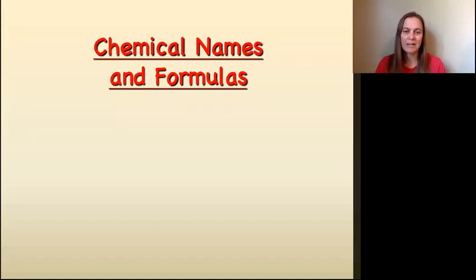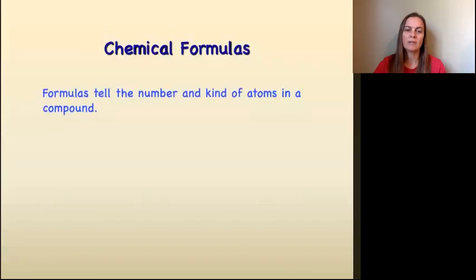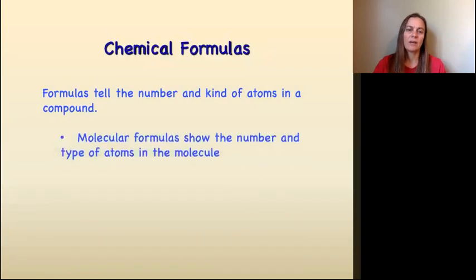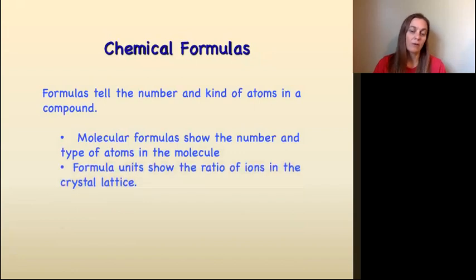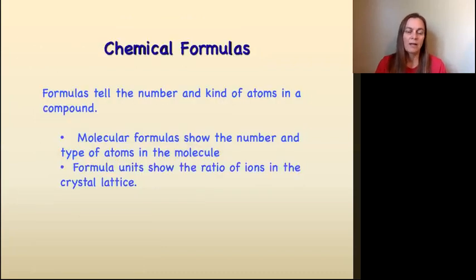And today we are beginning our discussion of nomenclature, or how we name chemical compounds. So we're beginning with ionic compounds, and just a quick reminder of what a chemical formula is. A chemical formula is going to tell us the number and the kind of atoms in a compound. And so we have molecular formulas that show us the number and type of atoms in the molecule, and that's when we have covalent bonds. Then we also have formula units that show the ratio of the ions in the crystal lattice. And so we're going to learn how to name the ionic compounds first.